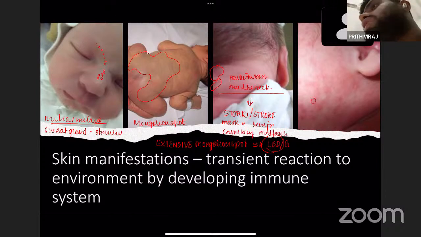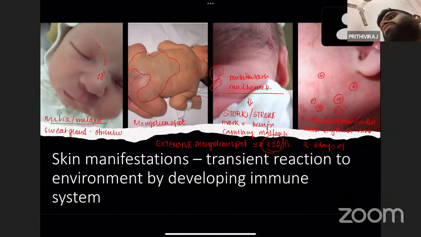And this is nothing but erythematous; you have rashes with an erythematous base. We have maculopapular rashes, or sometimes vesicles with an erythematous base, that develop at 2 to 3 days of life.